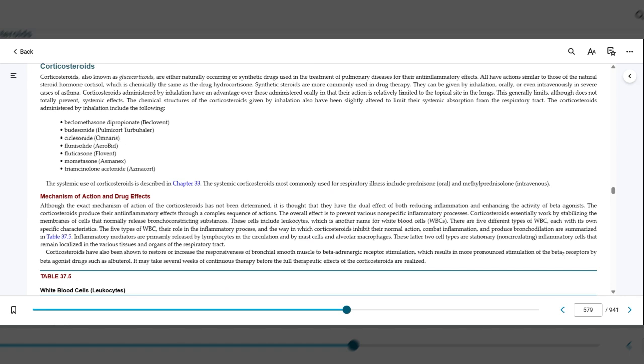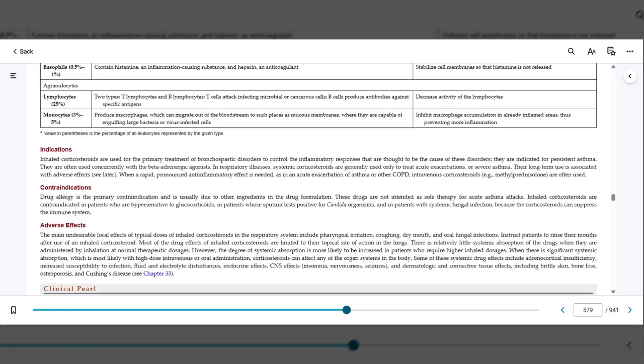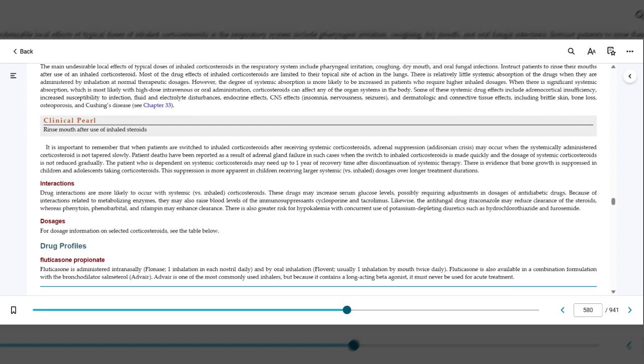They do have some adverse effects. One of the main ones I want to point out to you is the need to have patients rinse their mouth after using any inhaled corticosteroid, because it can cause oral fungal infections if we don't encourage that. There are some drug interactions that are also noted with these medications, especially if my patient is using phenytoin or phenobarbital. So keep those in mind. We also have an increased risk of hypokalemia if we use them with furosemide, such as the Lasix we talked about in our diuretic group.